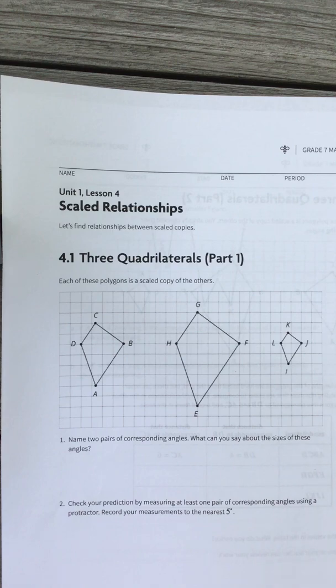Okay, so today we are doing Unit 1, Lesson 4, Scaled Relationships. Our learning goal is let's find relationships between scaled copies. So we're going to keep going on our quest of scaled copies.